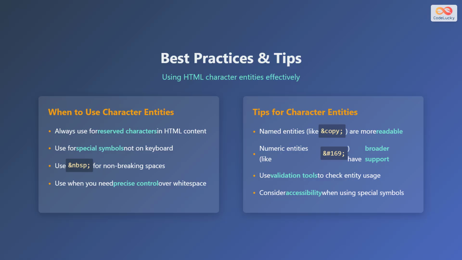Let's look at some best practices for using HTML character entities effectively. Always use character entities for reserved characters in HTML content. Use them for special symbols not found on a standard keyboard. Employ &nbsp; for non-breaking spaces when you need precise control over white space. Named entities like &copy; are generally more readable. Numeric entities like &#169; have broader support across different systems. Make sure to use validation tools to check entity usage and always consider accessibility when using special symbols.